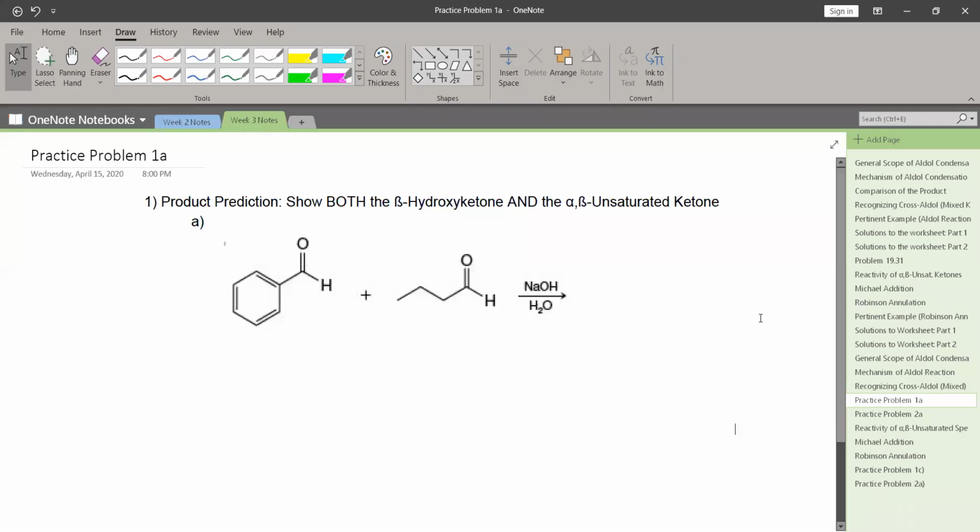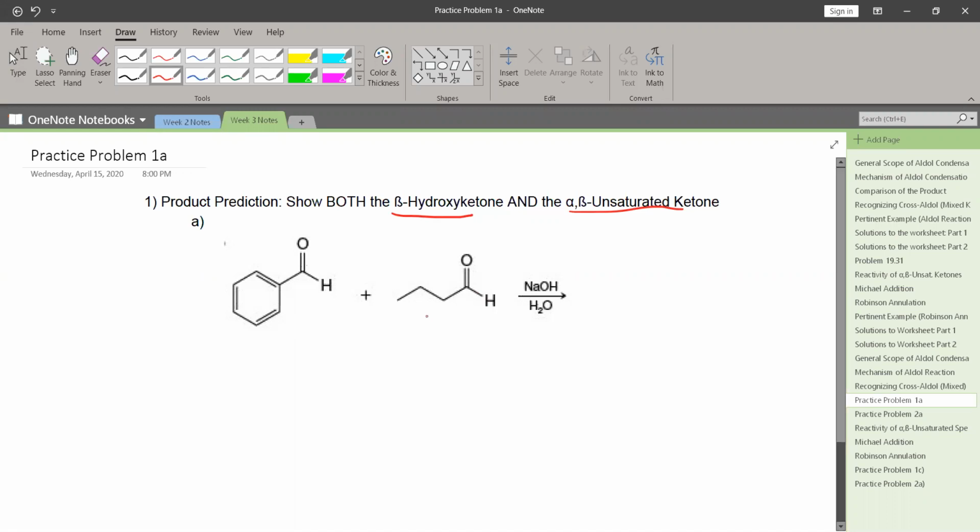Okay, so let's look at our first practice problem right here. What it's asking us is we have to both show the beta hydroxyketone, or the C double bond O and the OH, the aldol product, and the alpha beta unsaturated ketone, from these two products. So how can we actually show that?